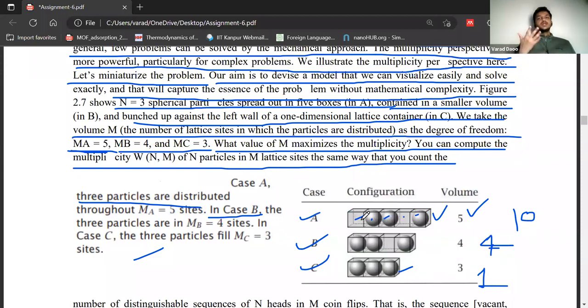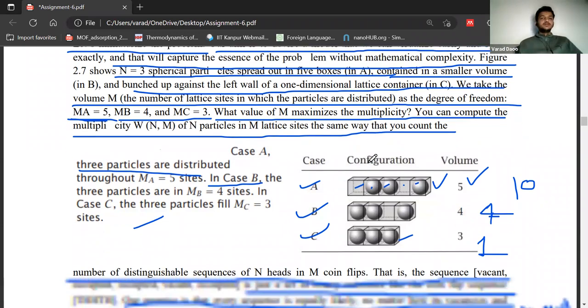And we always know that in any case, we have to maximize the multiplicity. So maximizing the multiplicity would mean maximizing the number of boxes. That would be maximizing the volume. That is why when you have a smaller room or smaller container, if you somehow make the volume bigger, then the particles will spread out. This is what is called pressure, right?